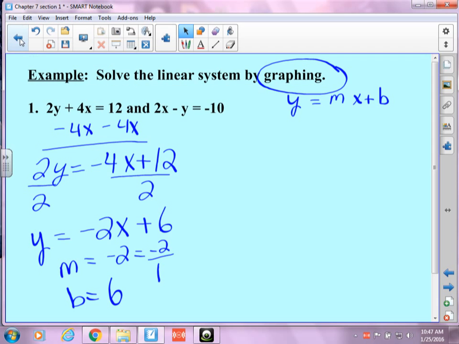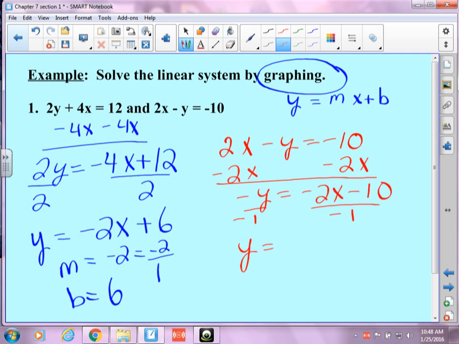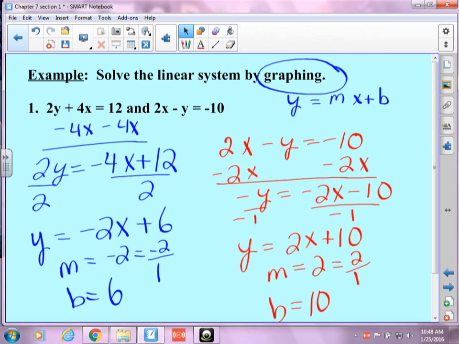Okay, so now I'm going to go back to the other equation. The other equation was 2x minus y equals negative 10. How do I get y by itself? Good, I'm going to subtract 2x. In fact, something like this we had on our test. What do I get left over? Negative y equals negative 2x minus 10, and then what do I do? I can multiply by negative 1 or just divide by negative 1. So I get y equals what? 2x plus 10. M is 2 or 2 over 1. My b is 10. Okay?